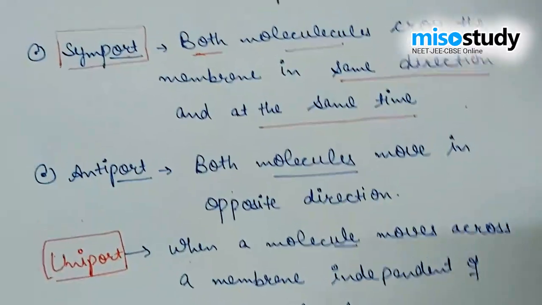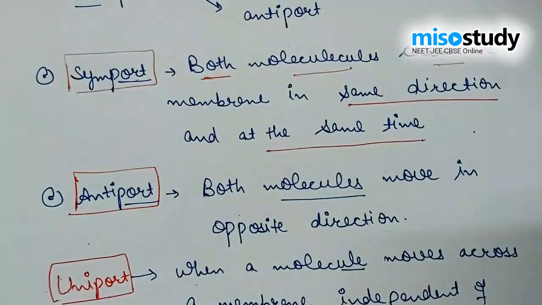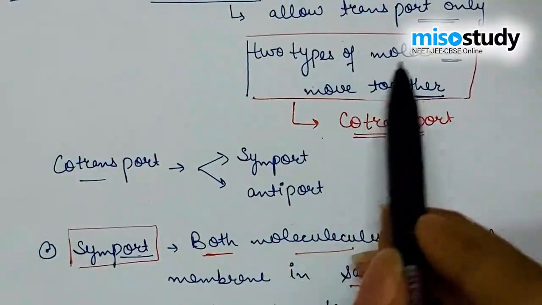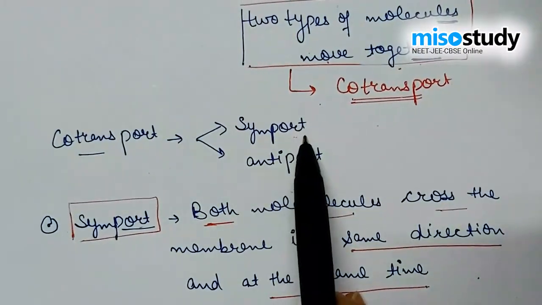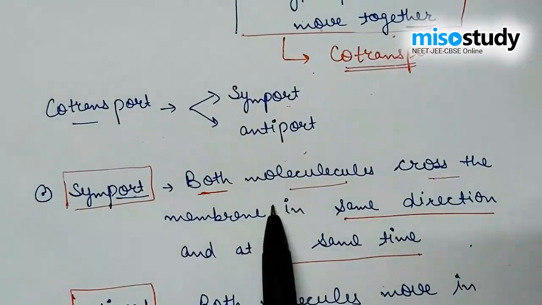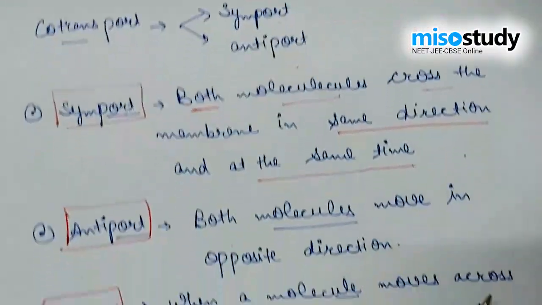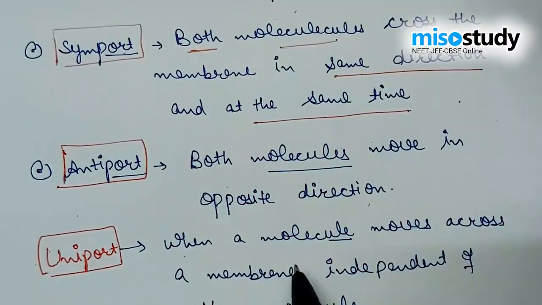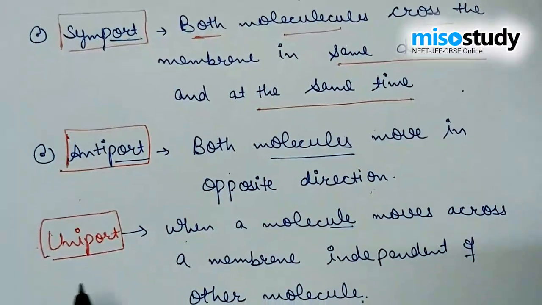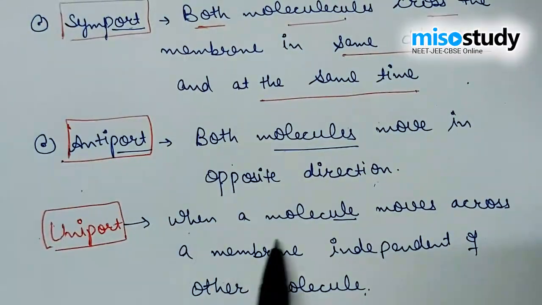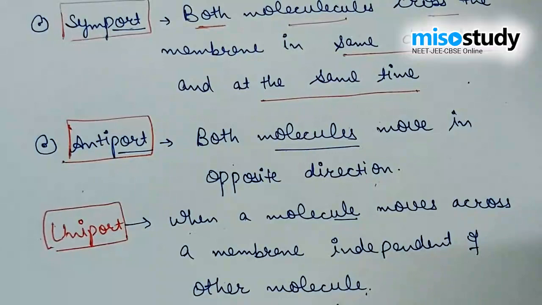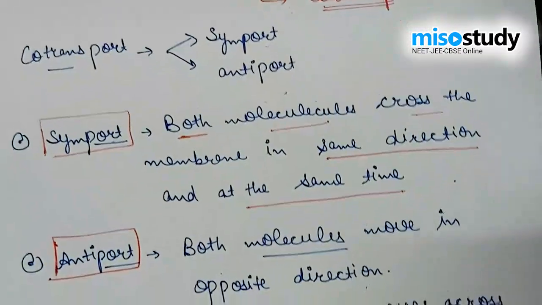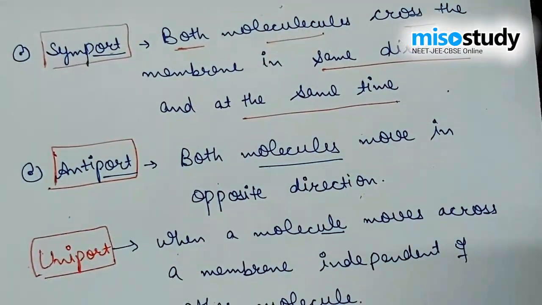So in the discussion we covered three types of transport in plants. First, co-transport is the mechanism in which two types of molecules move together. It is further classified as symport and antiport. In symport, both molecules travel in the same direction and at the same time. In antiport, both molecules move in opposite directions. The third type is uniport, when a molecule moves across a membrane independent of the other molecule. There is no correlation between the two molecules.